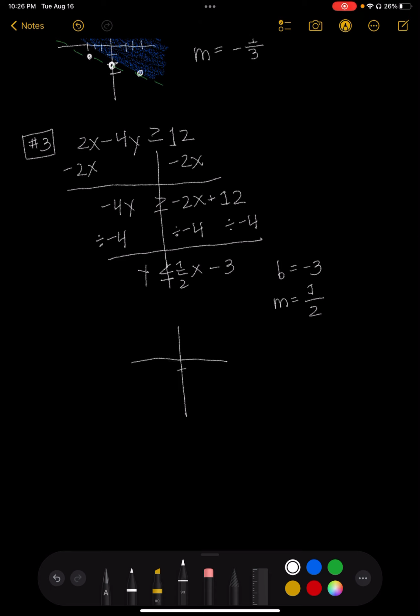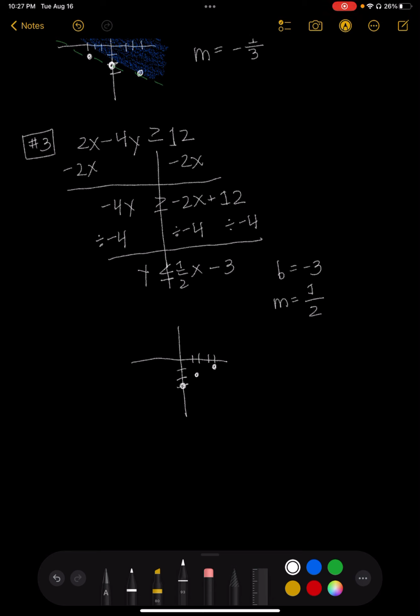So y-intercept is negative 3. I'm going to put a point on my y-axis at negative 3. My slope is 1/2, which means I rise 1 and run 2. So I'm going to go up 1, over 2. I could go up 1 and over 2 again. Down 1, backwards 2, you can do whatever you want, as long as you have 2 points that you can connect. You can have more points, though, as well.